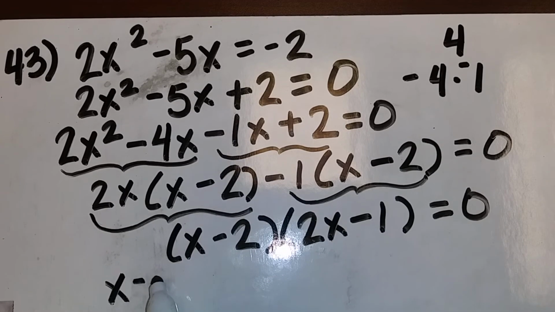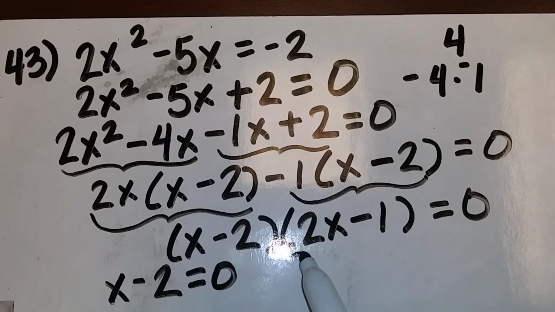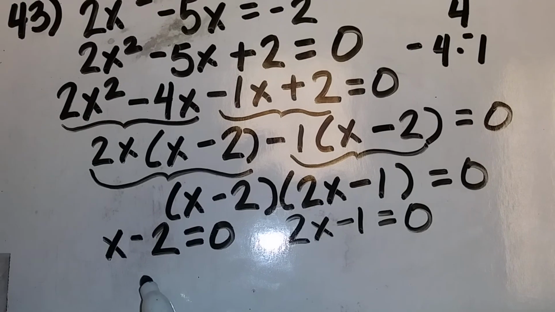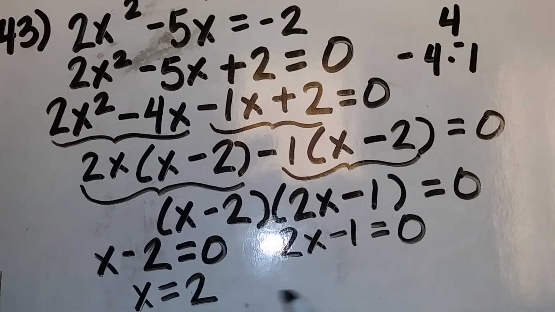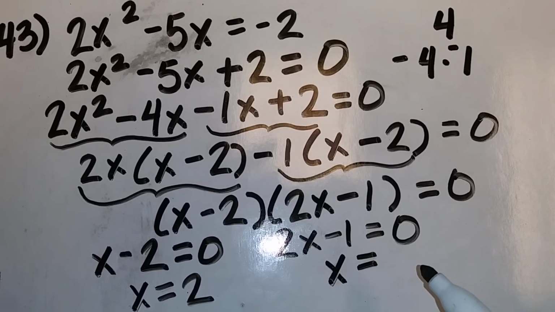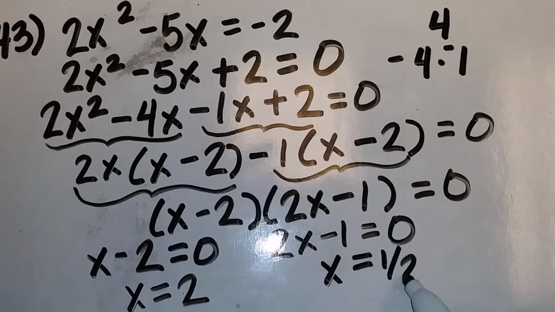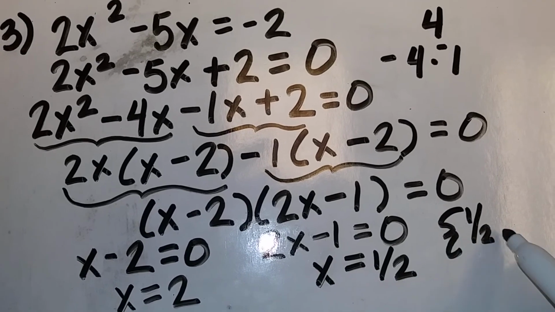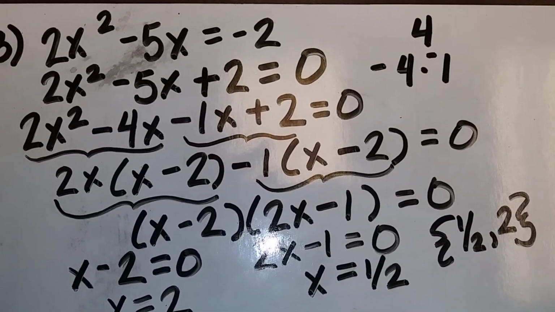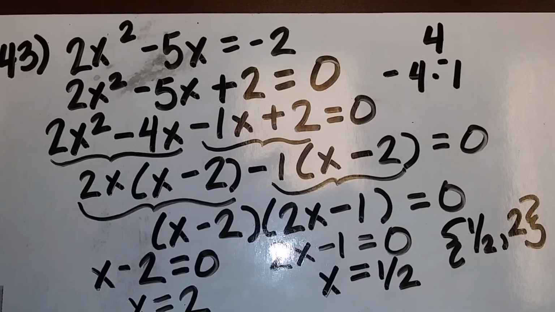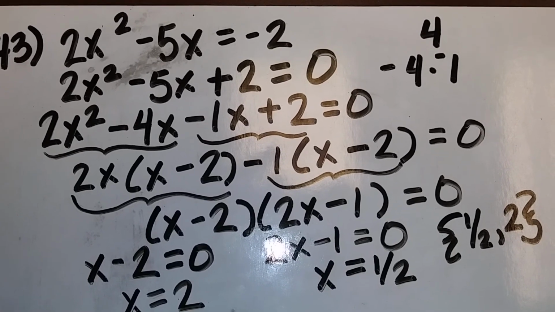We have x minus 2 equals 0. And then 2x minus 1 equals 0. Okay, so you can finish the math on this. So when I finish the math, I have x equal 2. And then you're going to add 1 and divide 2. So when I add 1 and divide 2, I should get 1/2. And if I want to write this as a solution set, I'm going to say 1/2, comma 2. And make sure you put it in braces, not parentheses, not brackets, none of that, just braces when you're talking about a solution set.